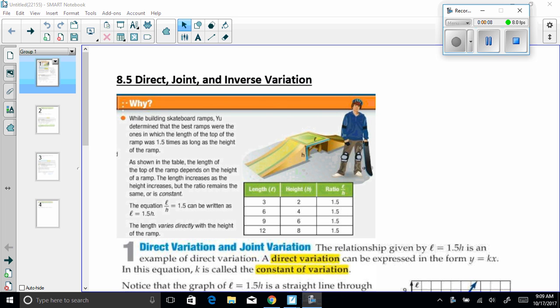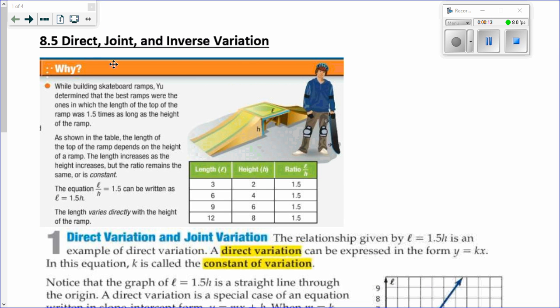Today we're going to work on direct, joint, and inverse variation.